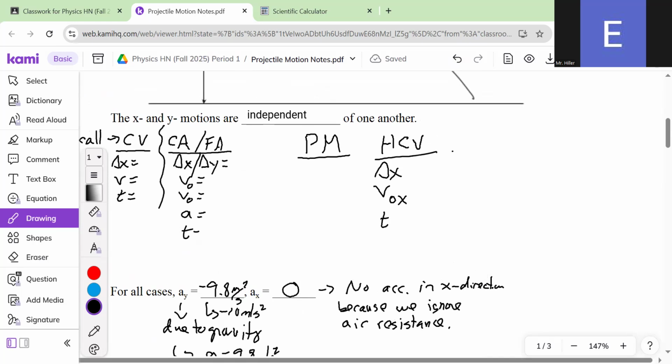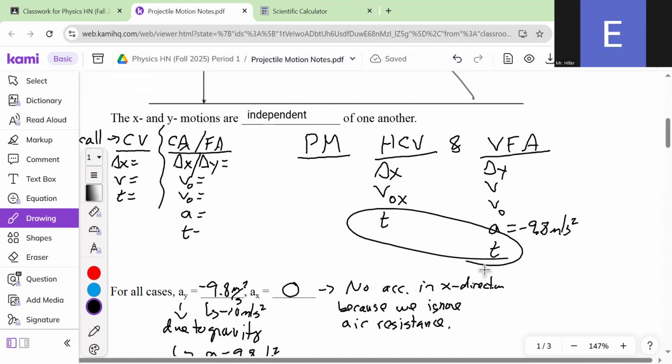Vertically, you have to account for vertical motion too, because x and y motions are happening together, but they're happening independent of each other. So I have horizontal constant velocity and I have vertical free fall acceleration because objects are falling because of gravity. So I will list my free fall acceleration variables: delta y, v, v naught, a, which is always going to equal negative 9.8 meters per second squared, and t. These times will be the same. The time it takes to fly through the air horizontally is the time it takes to fall or rise from the ground or fall to the ground.